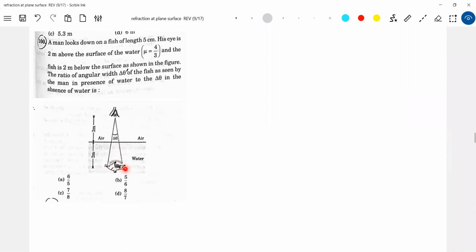Definitely all the non-vegetarians who are eating fish will feel happy. Okay, I'm going to get the big fish. So therefore, the angle subtended will change.